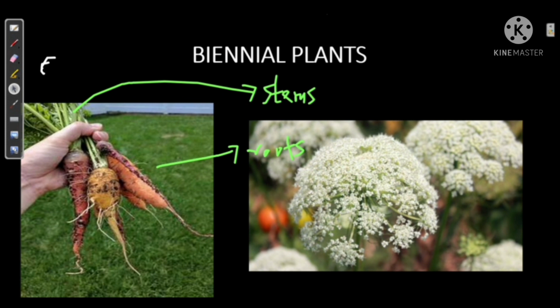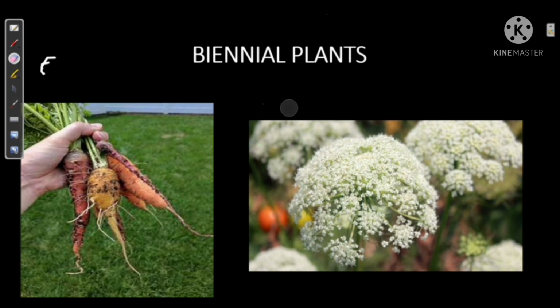See, these are the flowers. It will produce the flowers. Flowers will later become the seeds. Farmers can save them to reproduce more carrots. So these are called biennial plants. Biennial means they have got 2 seasons. In the first season they produce the vegetative parts like roots and stem. In the second season they will produce the flower. The flower is considered to be the reproducing part.